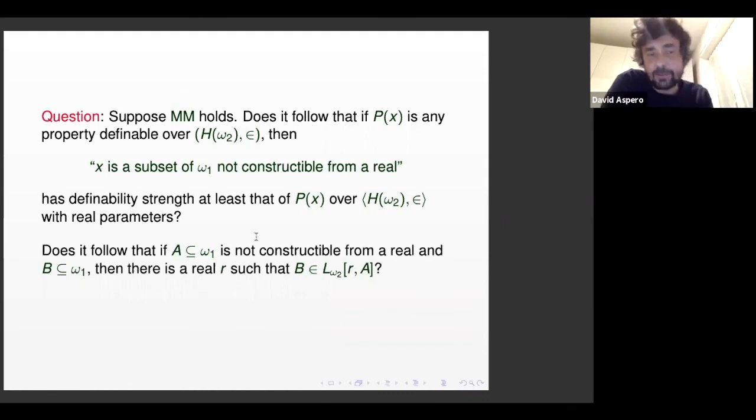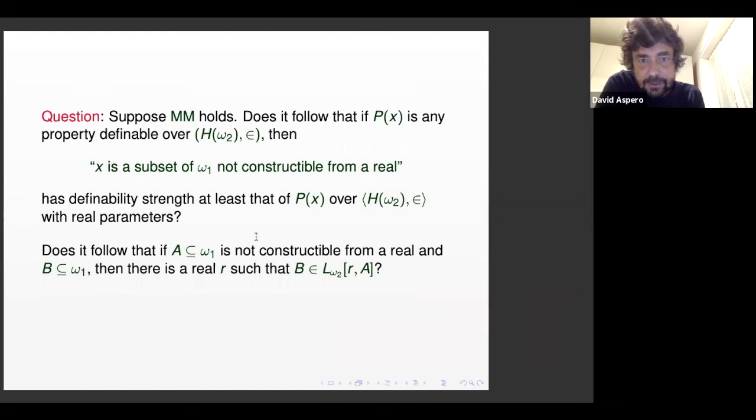So you could also ask, does it follow that if A is a subset of omega 1 not constructible from a real, and B is another subset of omega 1, then there's a real R such that B is in L of R comma A?